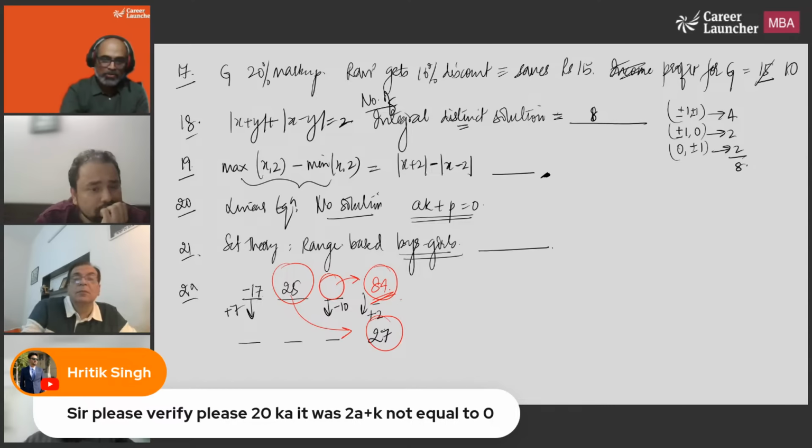कर लेते हैं इसको. सॉल्व करें या 70? हाँ, सॉल्व कर लो यार. सॉल्व कर लेते हैं हाथों हाथ.